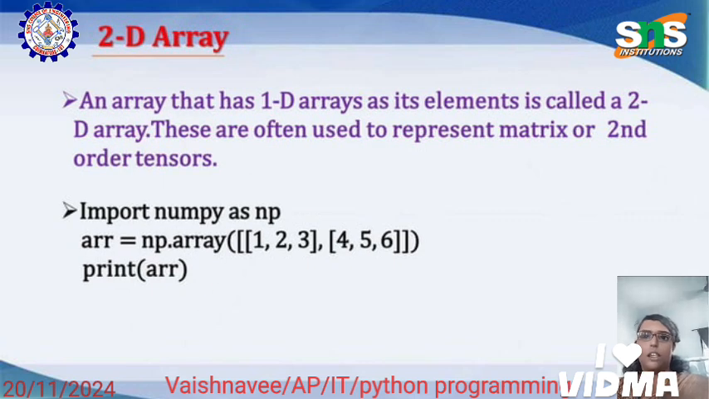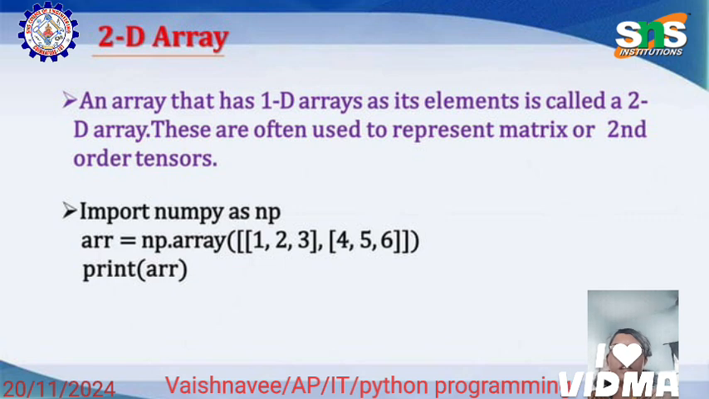Next is the two-dimensional array. An array that has one-dimensional arrays as its elements is called a two-dimensional array. They are often used to represent matrices. As we are all familiar with matrices, this array is a kind of matrix array. As usual, we import numpy as np. Here we create the two rows, 1, 2, 3 and 4, 5, 6. Then we print that array in matrix format.